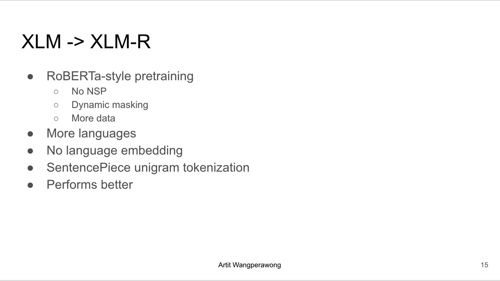So more languages with XLM-R, and the language embedding was also removed, and sentence piece unigram tokenization is used, and overall that leads to an even higher performing model than XLM. So if you were to use a model, XLM-R would be the one to use.